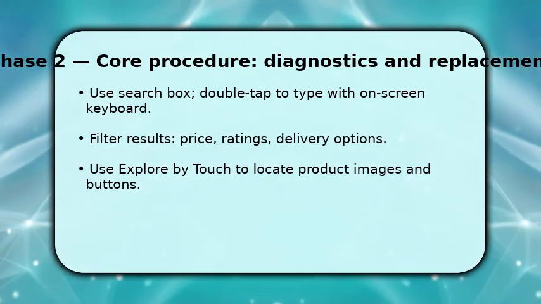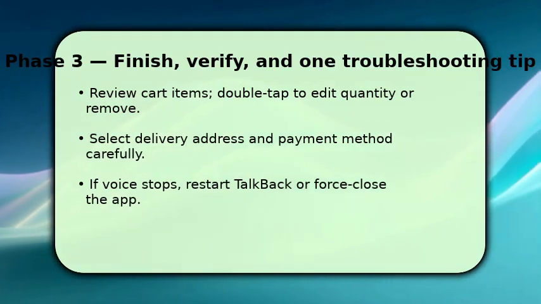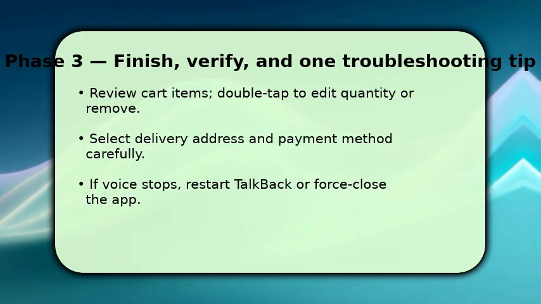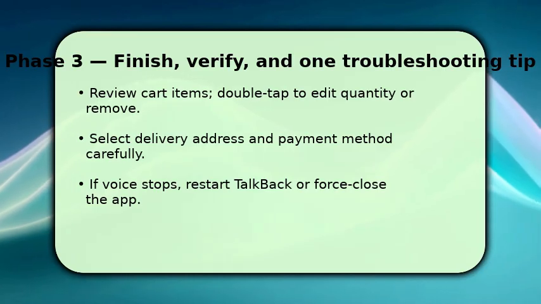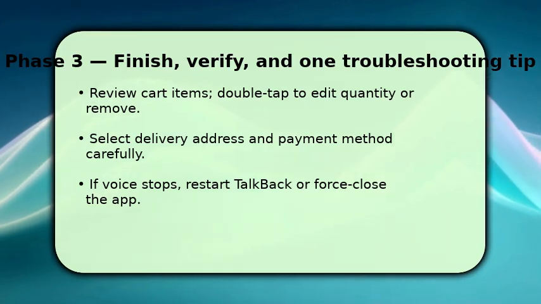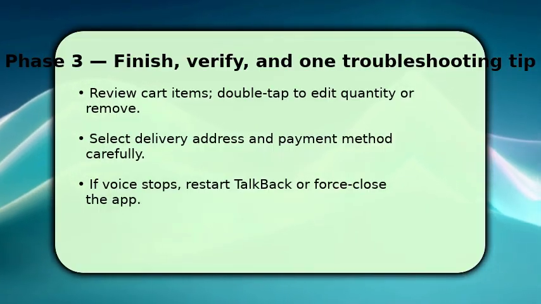You complete the flow by reviewing your cart. Talkback reads each item and price, so verify quantity and double tap edit to change it. Proceed to address and payment screens. Talk through the selected address and payment method before finalizing because confirmation is irreversible. Once you place the order, check orders for tracking updates.